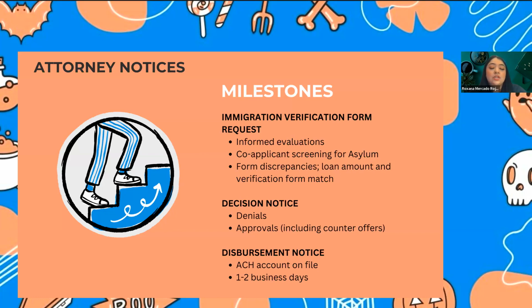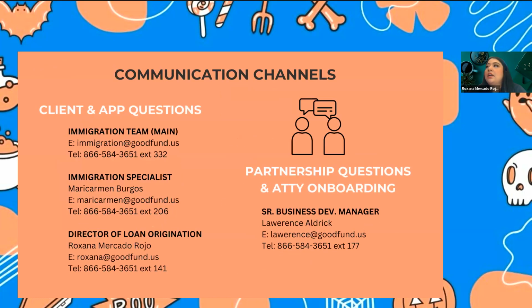If your ACH information is not on file yet, you can always reach out to myself, to Lawrence, or our immigration loan specialist, and we can put that on file for you. You can submit a void check, direct deposit form, or a letterhead document with that information.